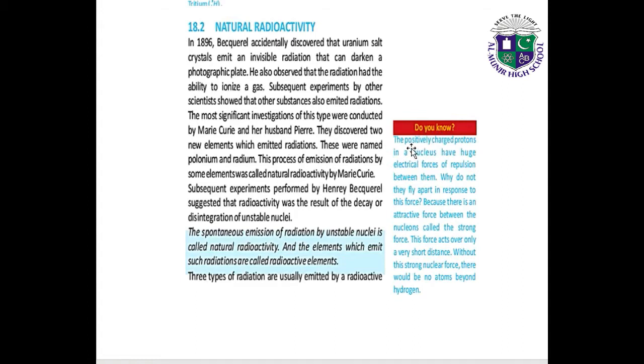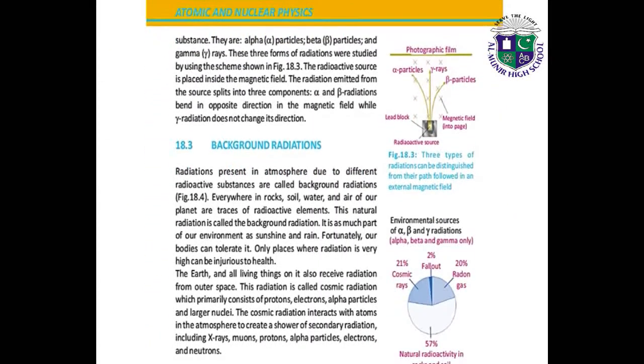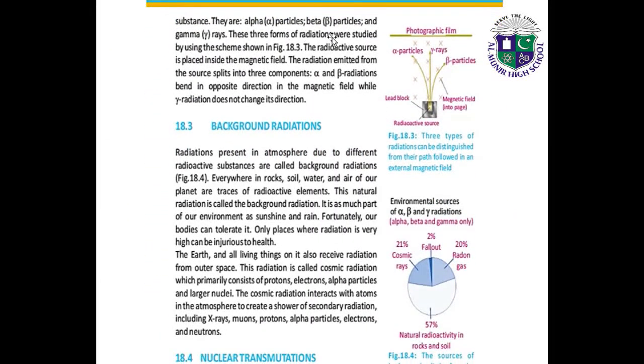Do you know the positively charged protons in a nucleus have huge electrical forces of repulsion between them? Radioactive substance. So these radiations are alpha, beta and gamma. Look at this picture, figure 18.3, it shows alpha, beta and gamma. The radioactive source is placed inside the magnetic field. The radiation emitted from the source splits into 3 components, alpha, beta and gamma.